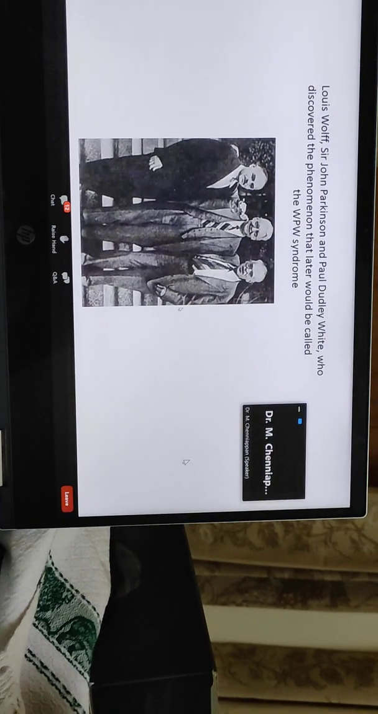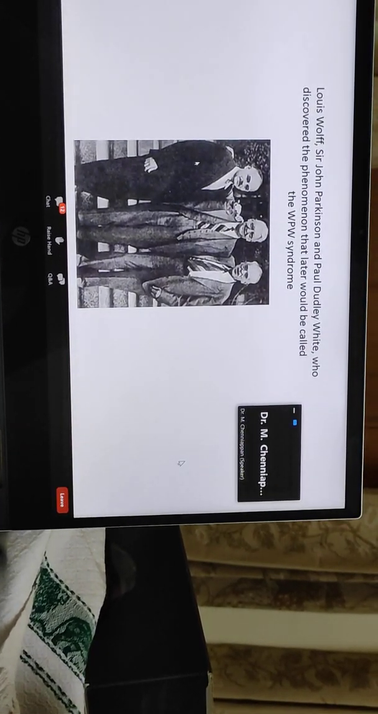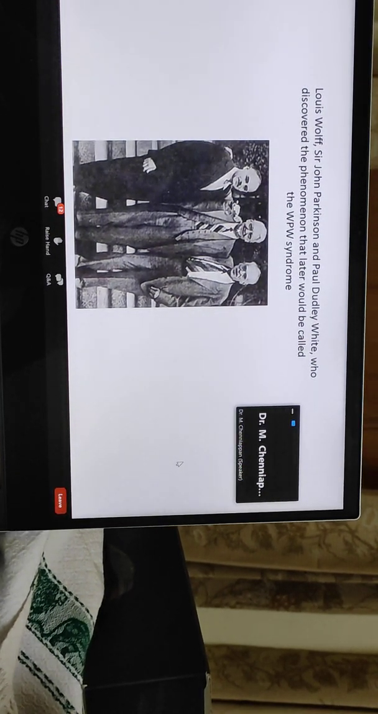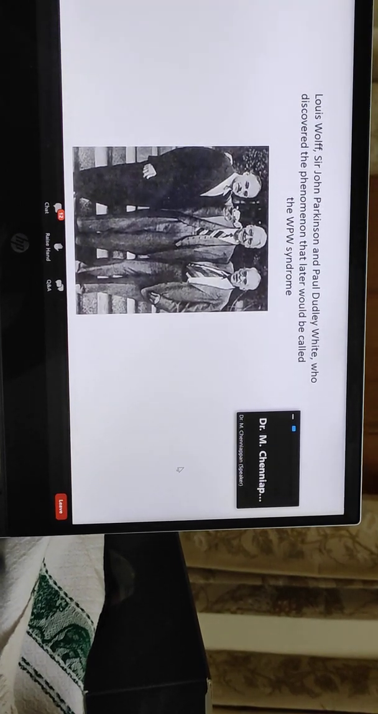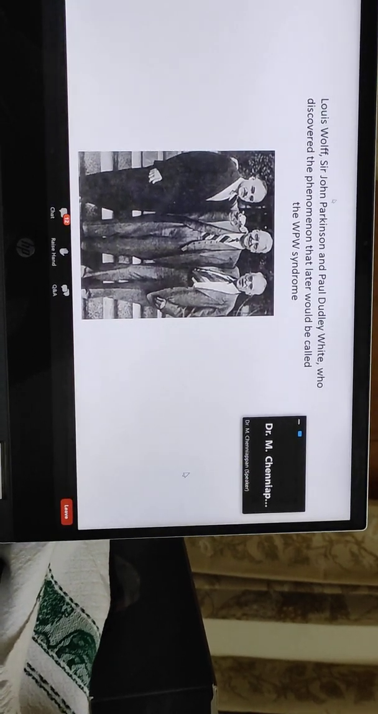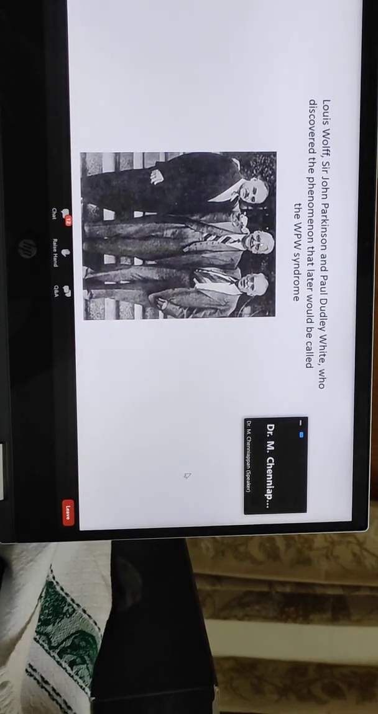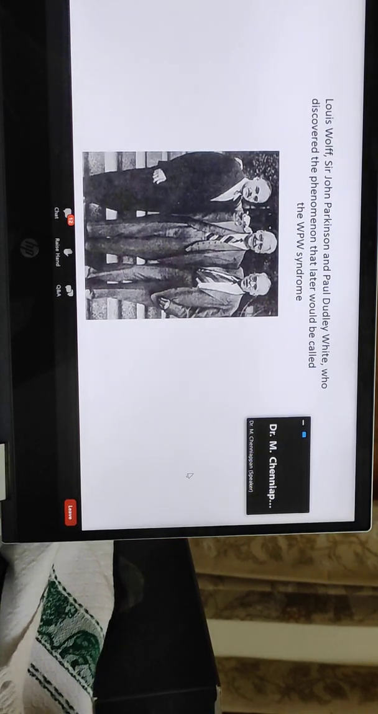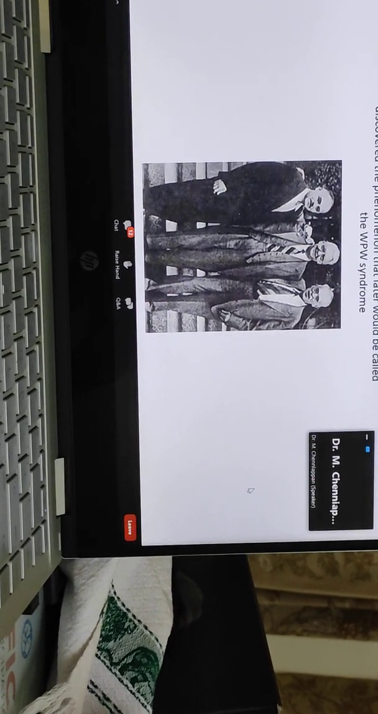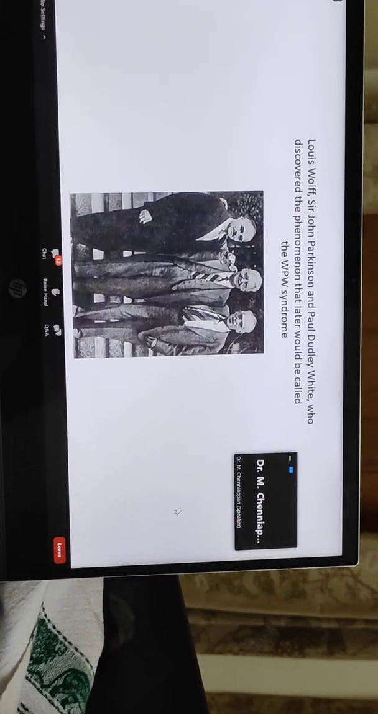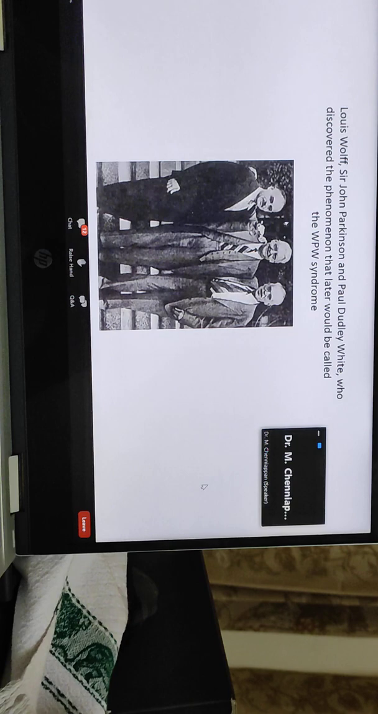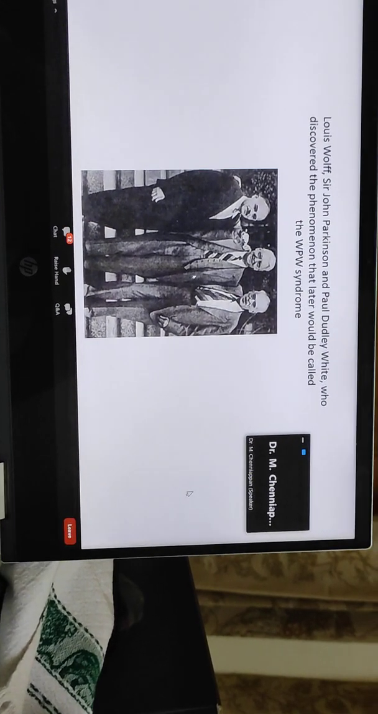So I think with this I conclude my session by paying tribute to these three gentlemen who, in the 1930s, without any sophisticated gadgets or technical advances, were able to describe all these features. They are Louis Wolff, Sir John Parkinson, and the very famous Paul W. White. So you must pay tribute to these three gentlemen who gave us this wonderful insight into the many additional pathways we may have in our hearts, and their consequences, complications, understanding and management.